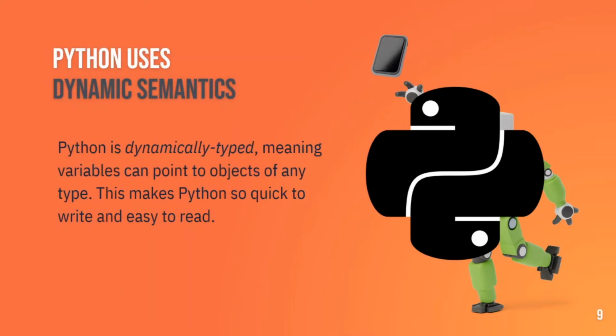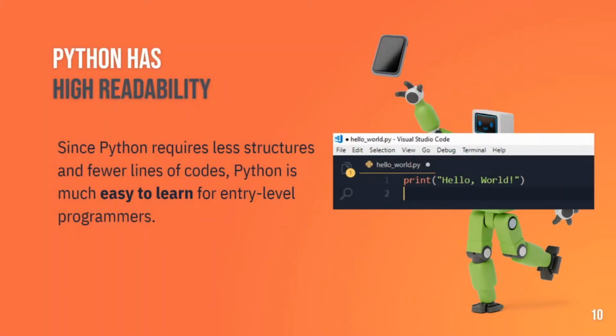Fifth, Python uses dynamic semantics, meaning that variables can point to objects of any type. This simply means that you can put a completely different object into a place where an object once existed, which makes Python so quick to write and easy to read. Sixth, Python has high readability. Since Python requires less structure and fewer lines of code, Python is much easier to learn for beginners.